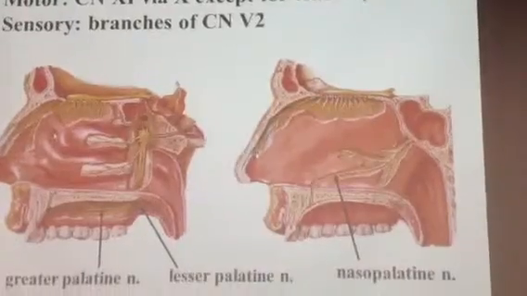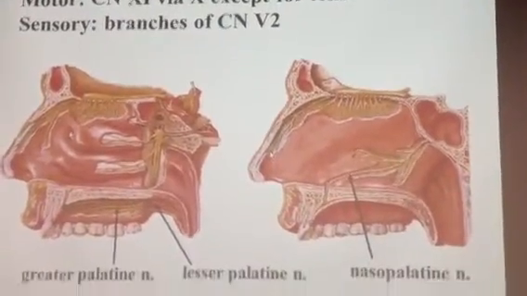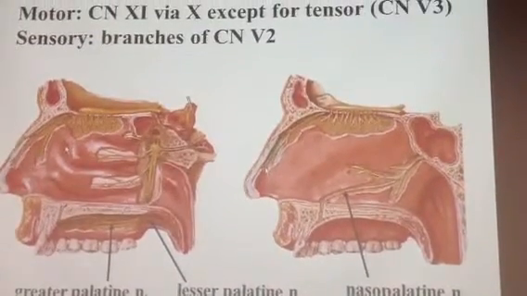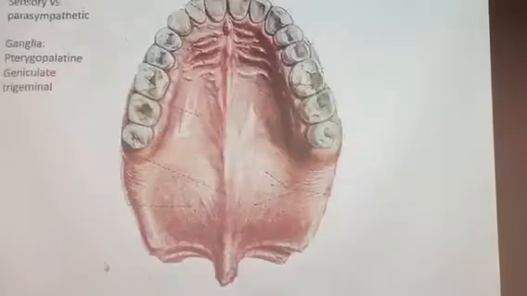Okay, for palate, I've already mentioned this. Palate is all motor from 11 by 10 except for tensor veli palatini, V3. Sensory to the palate is all V2. Doesn't matter what palate we're talking about, it's all V2. So it's going to be greater, lesser, or nasopalatine.